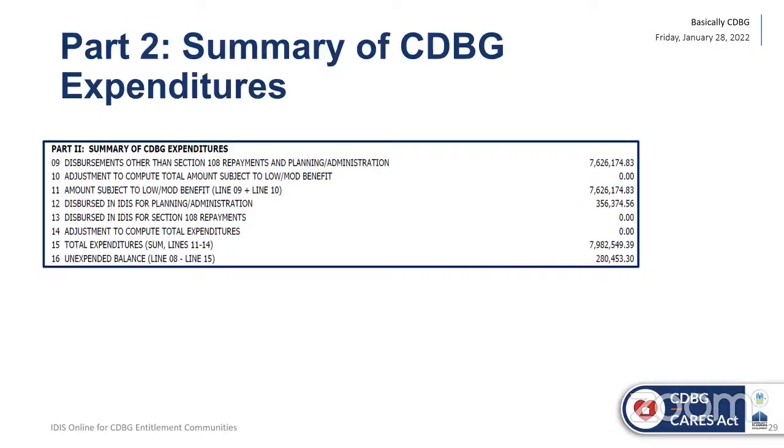Now, if everything is correct, then your unexpended balance at the end of your program year is going to be the number you use for line 1 of your following year, because that's what's carried over into the next year.